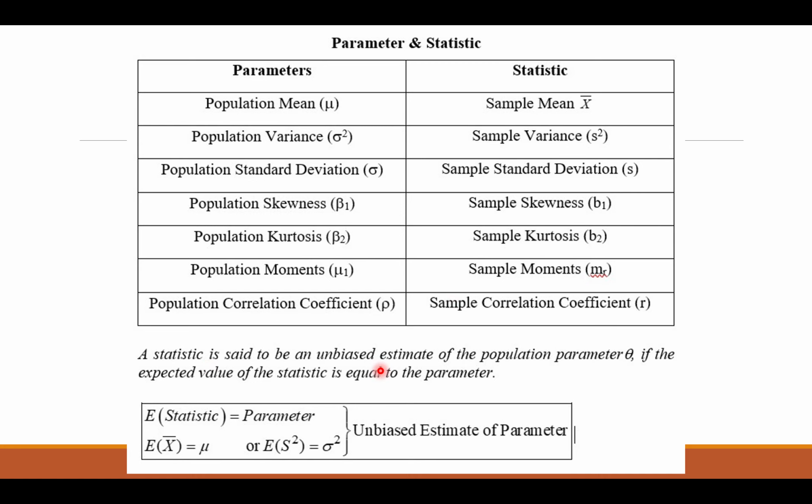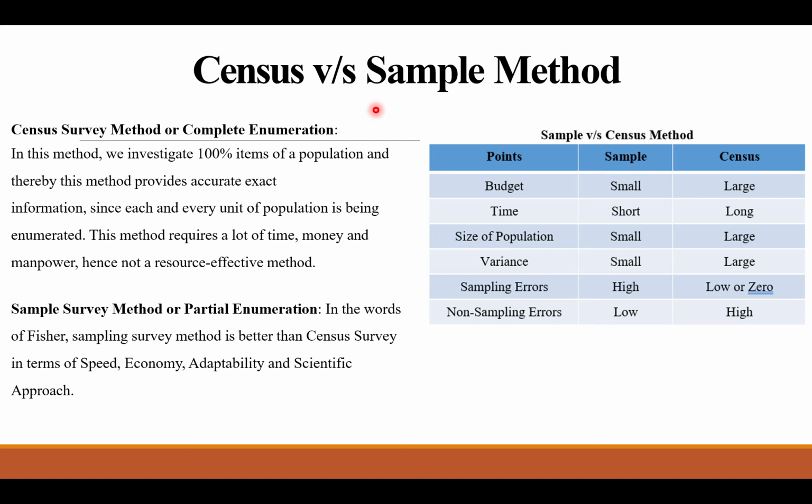So a statistic is said to be an unbiased estimate of the population parameter theta if the expected value of the statistic is equal to the parameter. So if the expected value of the statistic is equal to the true value of the parameter, we call it an unbiased estimate of the parameter. That is, the expected value of the sample mean should be equal to the population mean, so that it could be an unbiased estimate of the population parameter.